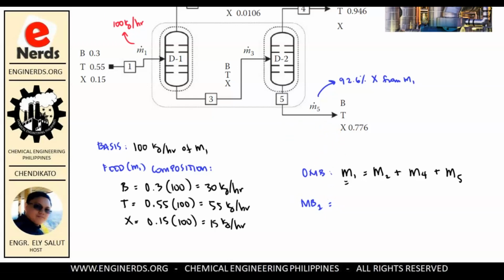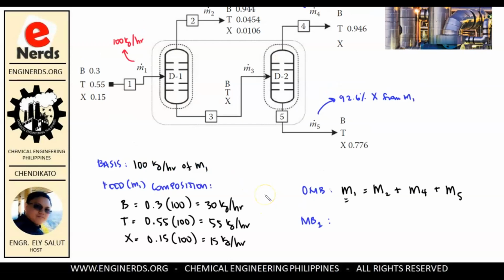Okay? Okay, so let me change this as that para hindi nakakalito. So, material balance in our Unit 1, we have M1 coming in, and M2 and M3 are leaving. So, M1 is equal to M2 plus M3. So, again, M1 lang ang meron tayong value. M2 and M3 are unknown.